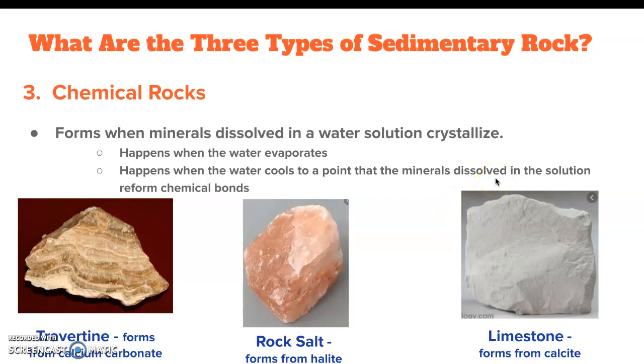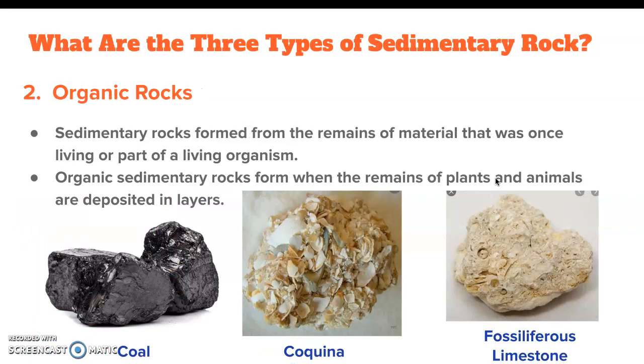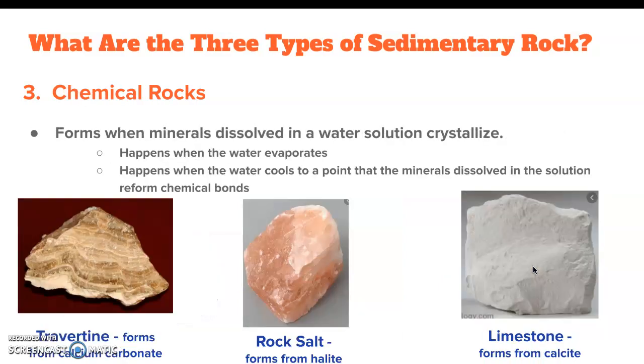This limestone is different from the fossiliferous limestone, because the fossiliferous limestone is going to use the calcite that is in the shells of the coral and in the other sea creatures. And this is from calcite that is just dissolved in water. It's not necessarily part of a shell or a coral structure. It's just calcite dissolved in water that then again comes out of solution and reforms into limestone. So those are examples of chemical rocks.